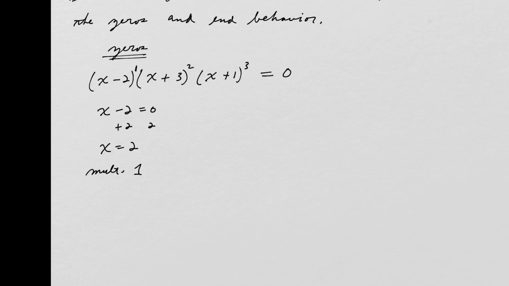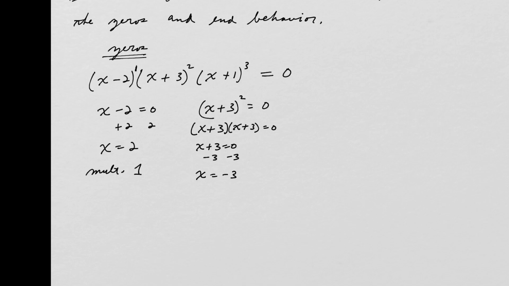It's a single root. Another possibility is x plus 3 squared is equal to 0. You could write it as x plus 3 times x plus 3, since I'm really getting the answer x equals negative 3 twice, right? So if I set each of these equal to 0, I'm going to get x equals negative 3. But I'm getting that same answer twice, so this has multiplicity 2, right?